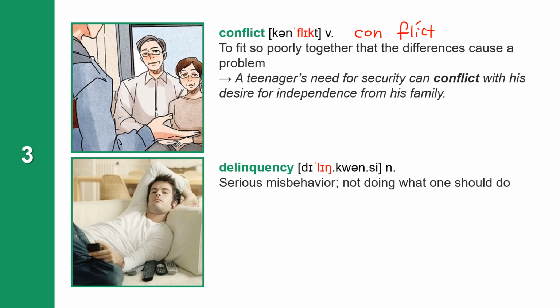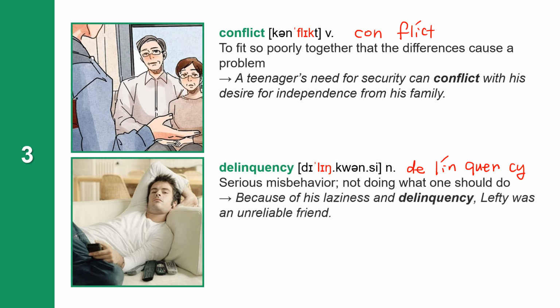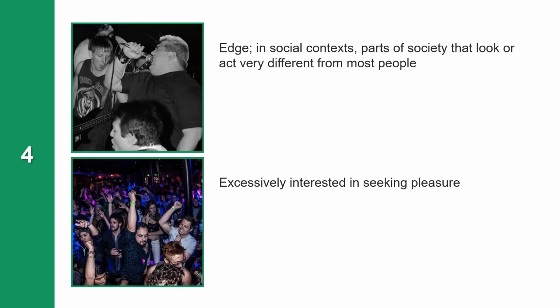Delinquency. Delinquency is a noun. It has four syllables. Delinquency, with the stress on the second syllable, delinquency. Delinquency means serious misbehavior, not doing what one should do. Because of his laziness and delinquency, Lefty was an unreliable friend.